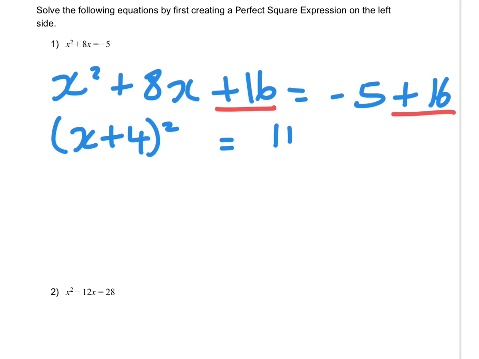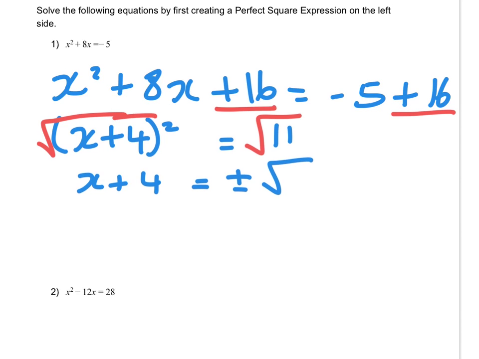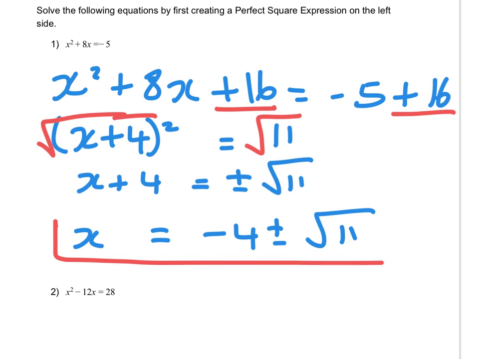Okay, so now look, you can solve it by just reversing PEMDAS on this. So by taking the square root of each side, you're going to get x plus 4 equals plus or minus the square root of 11. And then you subtract 4 from each side, you get x equals minus 4 plus or minus square root of 11. And that's your answer.